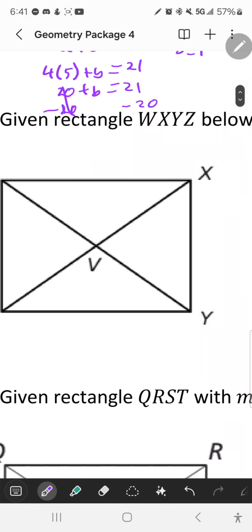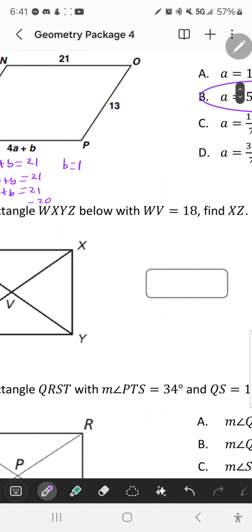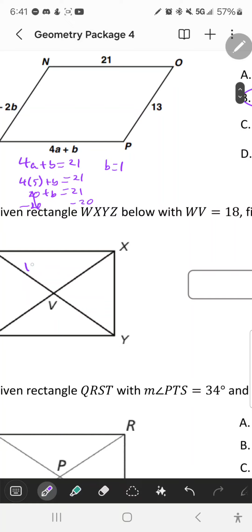Now let's continue. Given rectangle WXYZ below with WB 18.